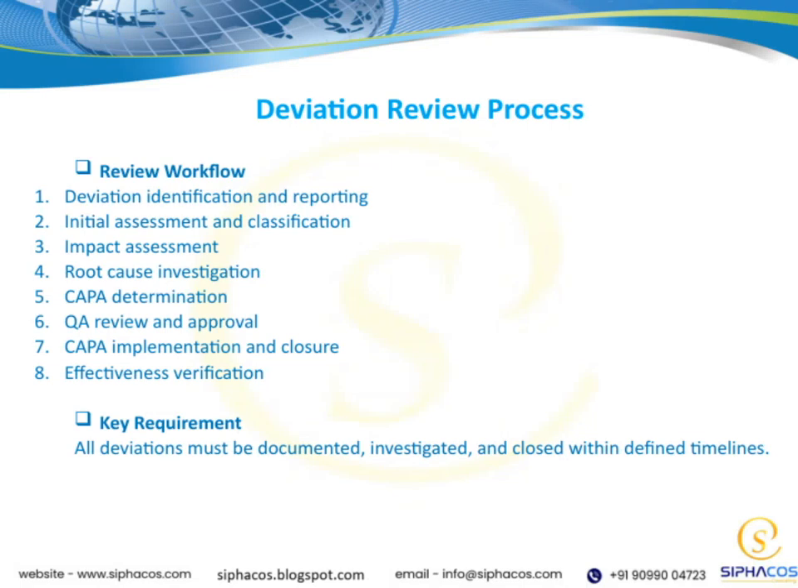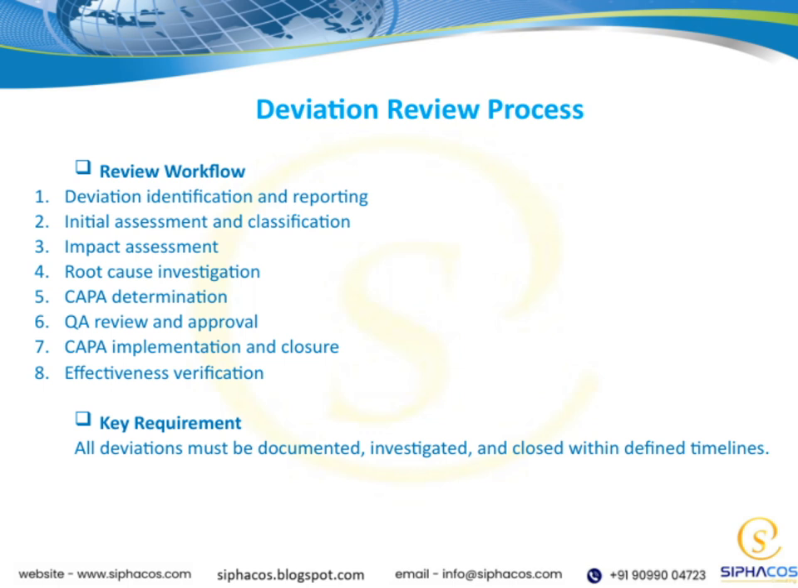Let's walk through the deviation review process, which is a critical part of maintaining quality and compliance. First, we start with the review workflow, where deviations are identified and reported. This is the initial step, and it's essential that any deviation is captured accurately and promptly. Next, we move into the initial assessment and classification. Here, we determine the nature and severity of the deviation, which helps us prioritize our response.